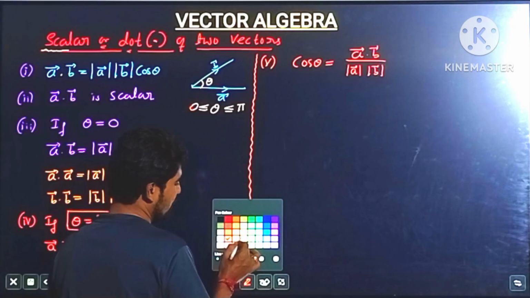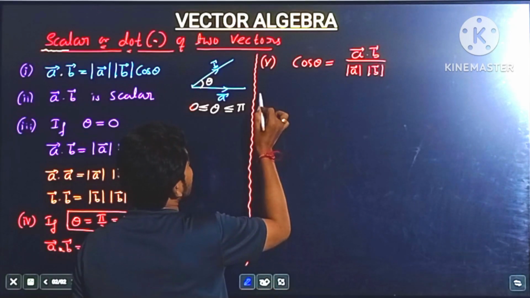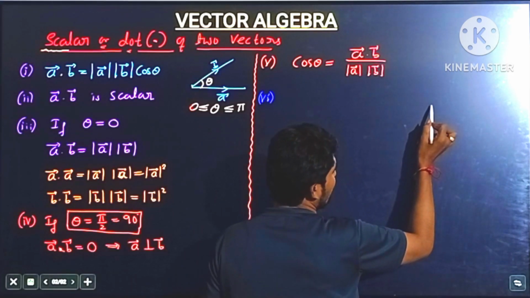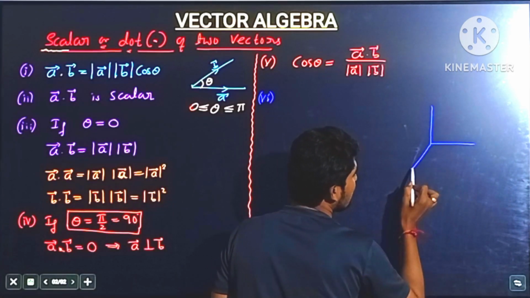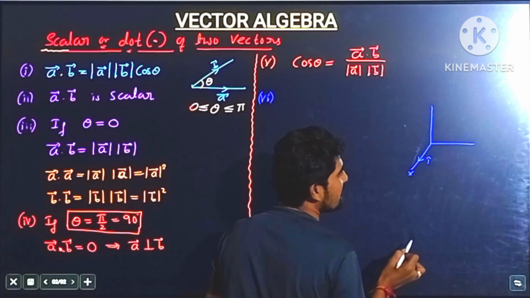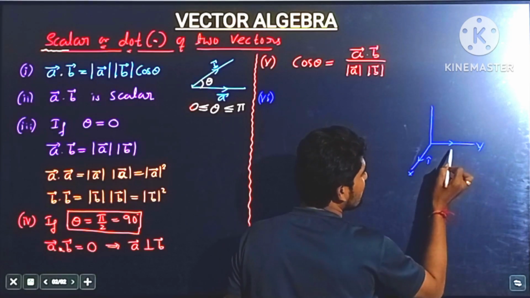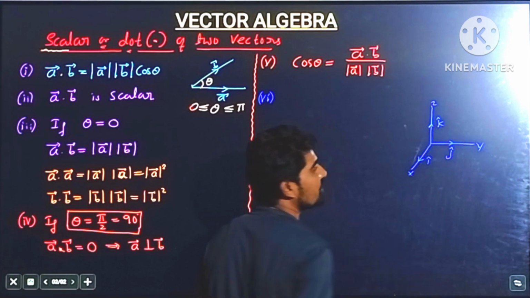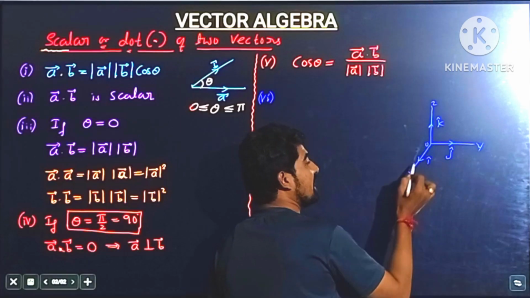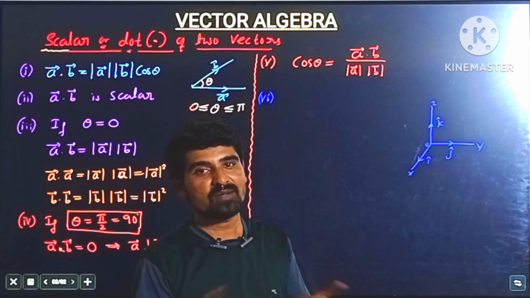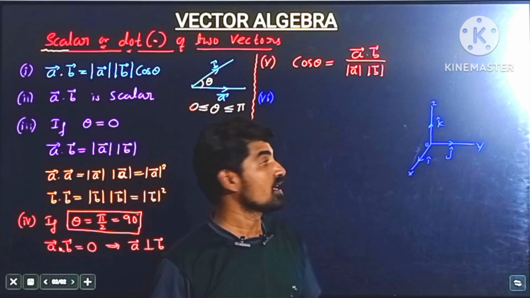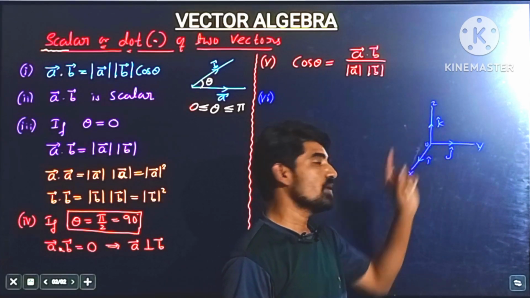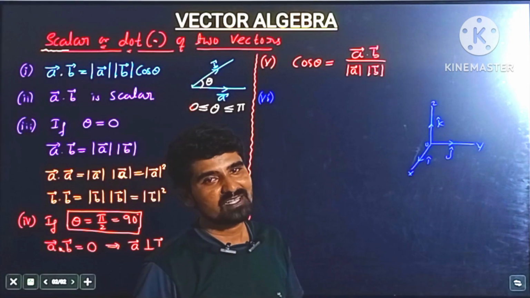Now the sixth point you need to observe here. I already discussed in my previous video, along the x-axis we have a unit vector i cap, along the y-axis we have a unit vector j cap, and along the z-axis we have a unit vector k cap. Also we know that the x-axis, y-axis and z-axis are mutually perpendicular to each other. If they are mutually perpendicular, then i cap, j cap and k cap are also mutually perpendicular to each other.